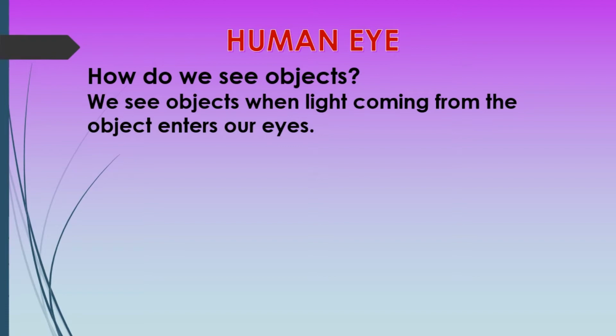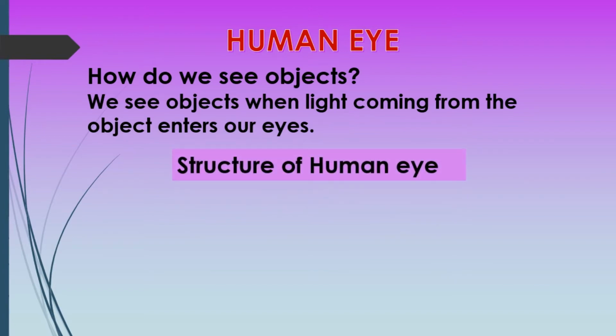Eyes are organs which help us to see. Eye is one of the most important sense organs in our body. To understand the mechanism of vision, we should know the structure of the eye. Let's study about the structure and working of the human eye.